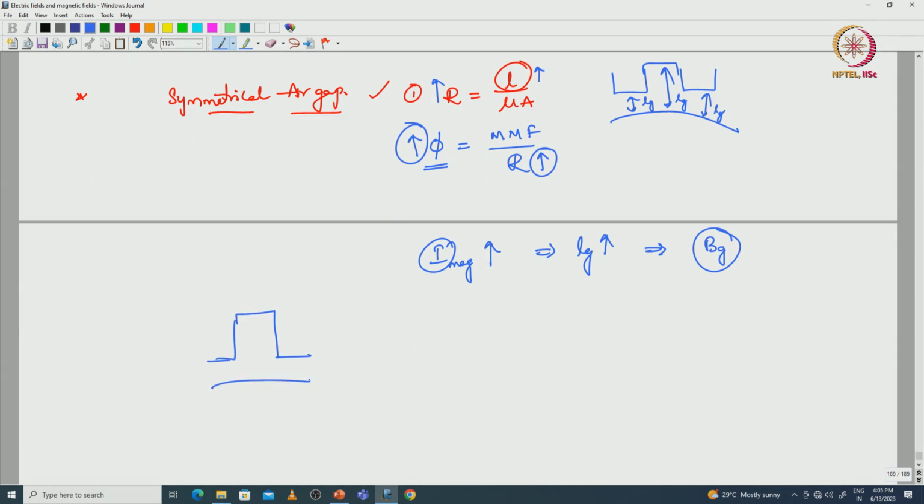This is the open type of slot. Let us take some closed type of slot. Here, if we place the conductor, n number of conductors are there. For easy analysis, I am considering one conductor and we will see the flux lines here.